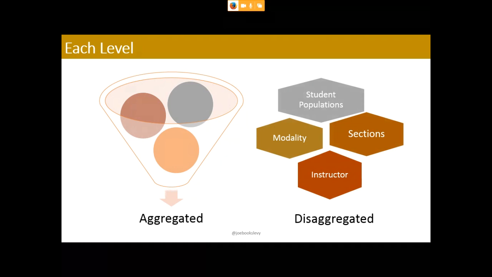So sometimes it's good to see the aggregated picture to know students are generally learning, with this final assignment in this class. But sometimes it's important to break it down and see, well, even though students are generally learning and the average is students are doing well, maybe in a certain course section they're not, or maybe certain student populations are not doing so well with this assignment in this program. And that's good to know, right?